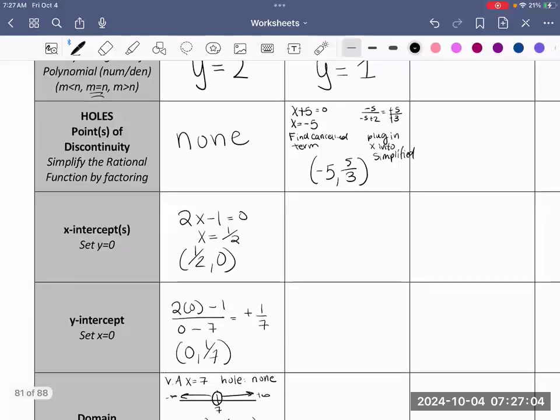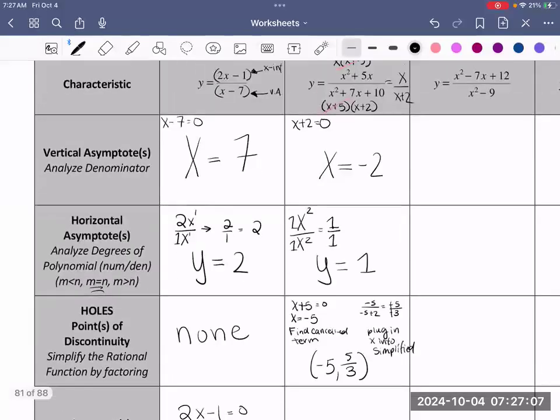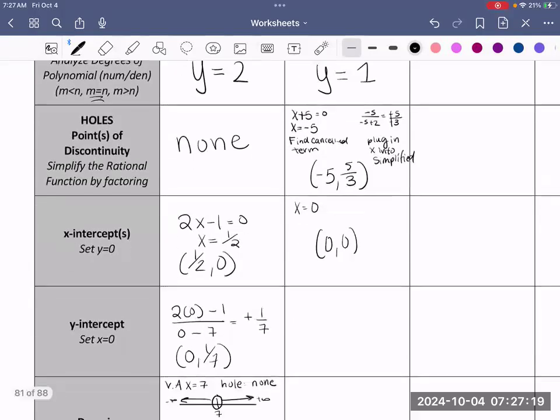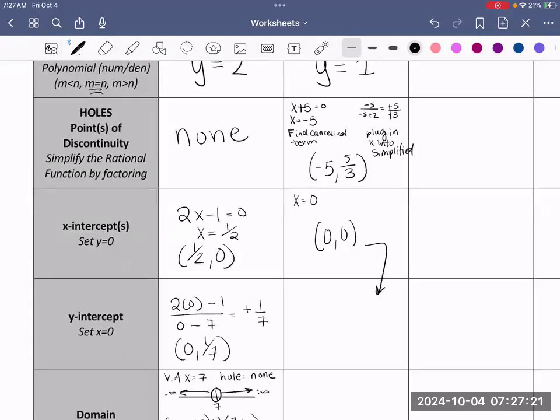When it's your x-intercept, this is coming from your numerator. So numerator is your x-intercept. Denominator is your vertical asymptote. So your x-intercept here is just equal to 0. So 0, 0, which also happens to be your y-intercept.